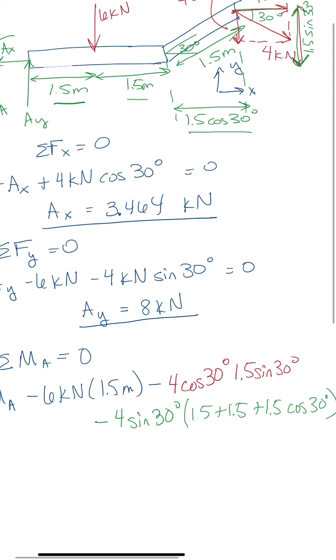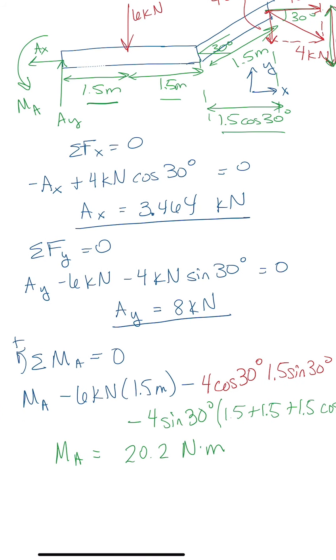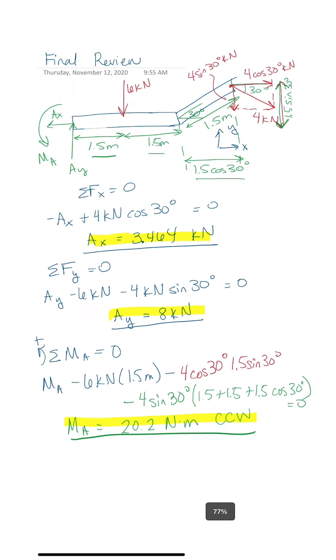And now I'm going to calculate this all out. So that all equals 0. So the moment about A equals 20.2 Newton meters. And then I'd pick that direction was right, so that would give us this counterclockwise. So those are the 3 answers for that one.